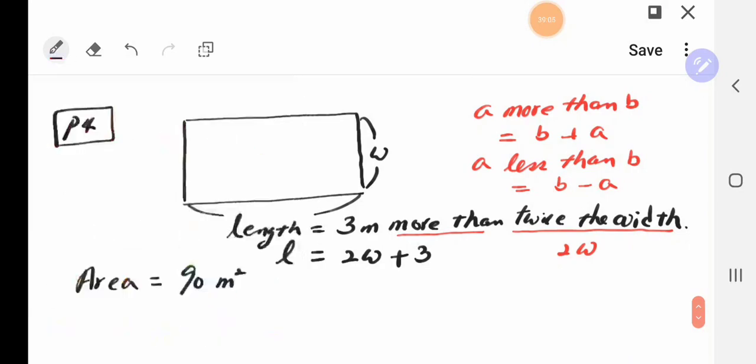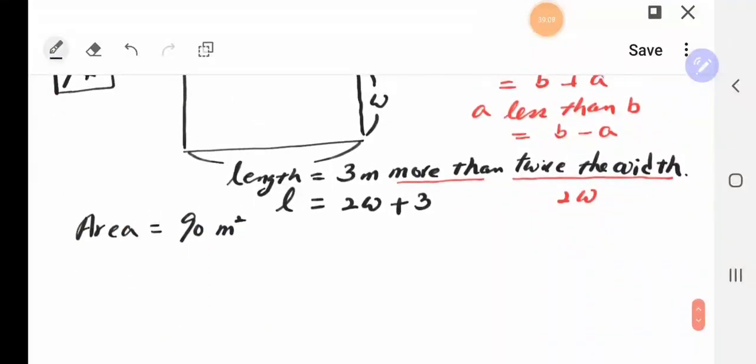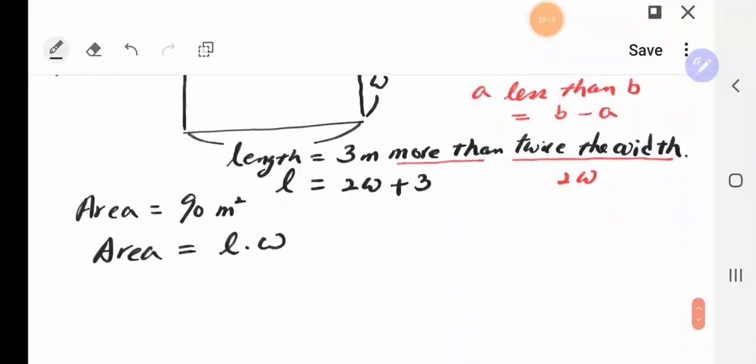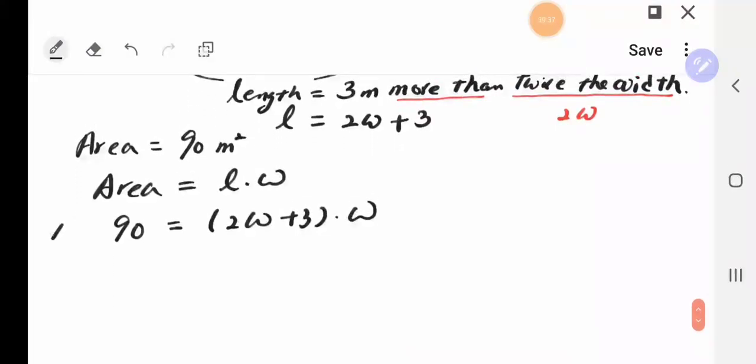The area is given. The area is 90 square meters. So the area formula is what? The area formula is length times the width. So the area is given, so use the area formula, which is 90. And the length is 2W plus 3, and the width. So from this equation, instead of using L, we better use the expression in terms of W. So the equation must have only one variable.